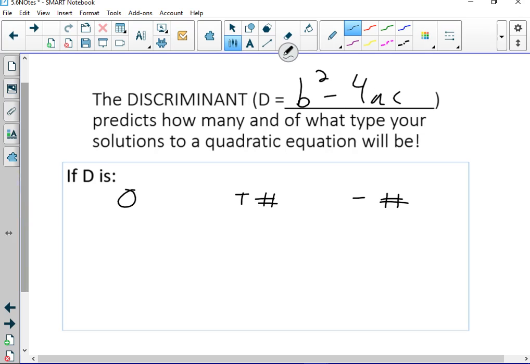You crunch the numbers and you get 17. You crunch the numbers, you get 0. Or you crunch the numbers and you get negative 4. Those are three choices. Not just negative 4, but any negative number, any positive number, and 0. Alright? So these are three possibilities. Now, what does that mean?